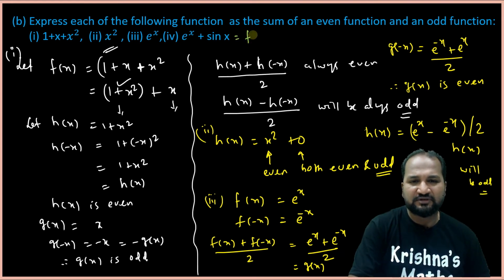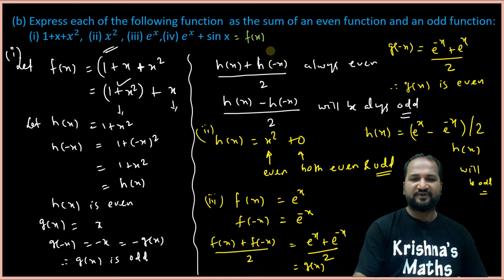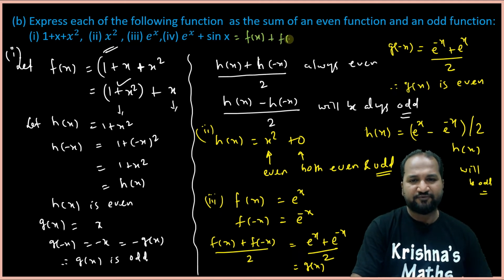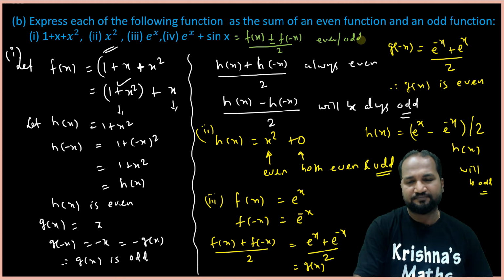एटा को f of x कंसीडर करियो, सेम f of x प्लस f of minus x by 2 बाहर करियो सेटा हो इवन, एंड minus 2 बाहर करियो सेटा है जो ऑड, ठीक है.